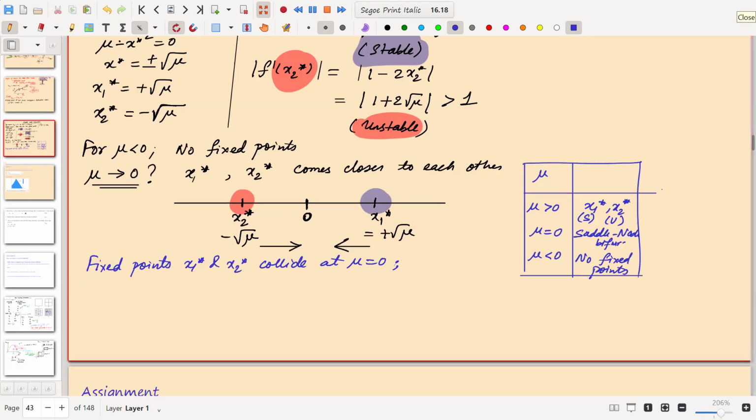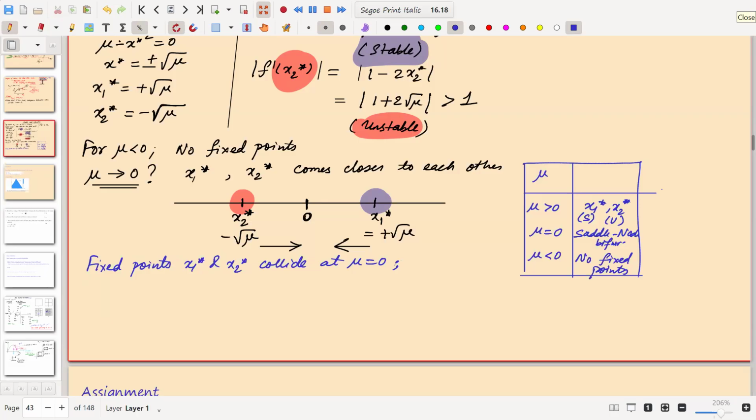So I hope you understood how a saddle node bifurcation works. For mu greater than 0, how does it happen? When mu was positive, there were two fixed points, stable and unstable, right? When you decreased the mu value from positive towards 0, the fixed points appeared close to each other. At mu equal to 0, they collided, stable and unstable collided, so they got destroyed. After that, for mu less than 0, no fixed point is there. That is the behavior of saddle node bifurcation. I hope this intuition is quite clear, right?